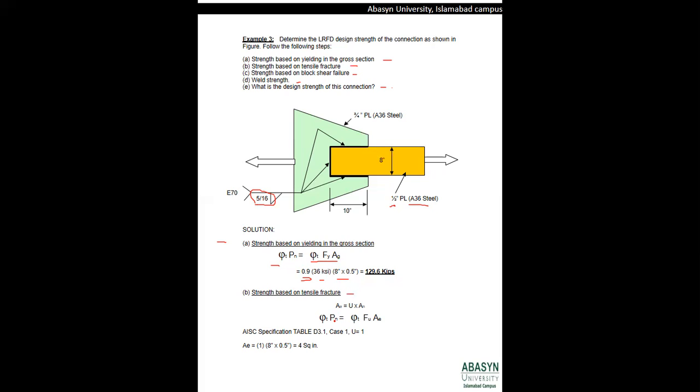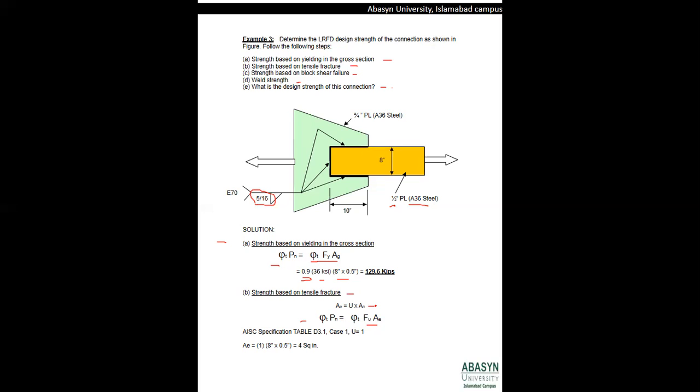The next part is the strength based on the shear or the tensile fracture. We will use the formula phi t Pn is equal to phi Fu into Ae, where Fu is the ultimate stress and its value for A36 steel is 58 ksi, and Ae is the effective net area. And as I told you in the classes, the effective net area is equal to U times An, where U is the shear lag factor for the connections.